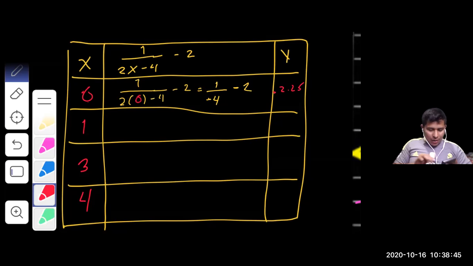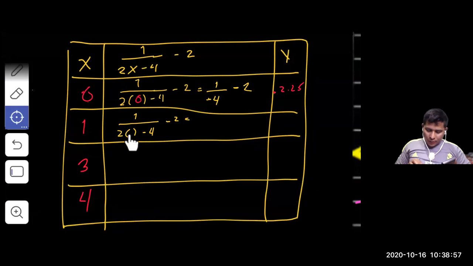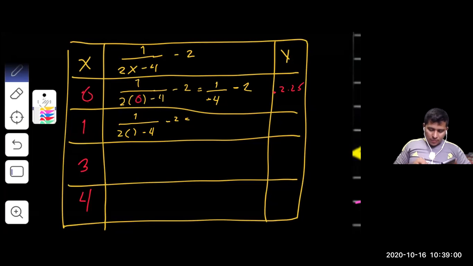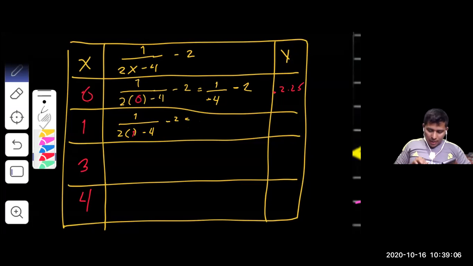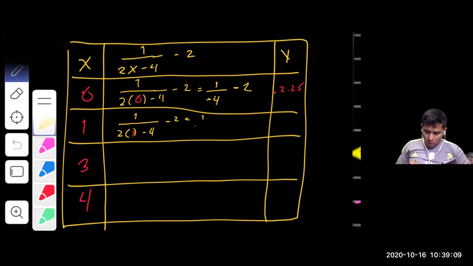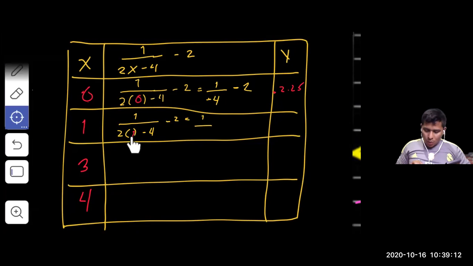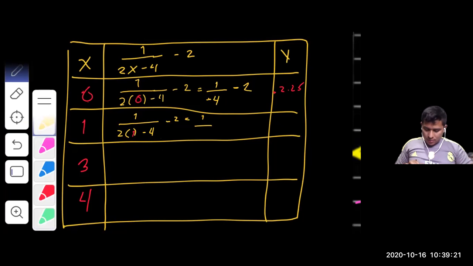Let's go to the second one. That is 1 over, I'm going to copy my function, 2x minus 4, minus 2. What is the value for x that I need to substitute? 1, thank you. I'm going to substitute 1. Let's simplify this. 1 over 2 times 1 minus 4. 2 times 1 is 2, you can do this mentally. 2 minus 4 is negative 2, right? This -2 is of the function.